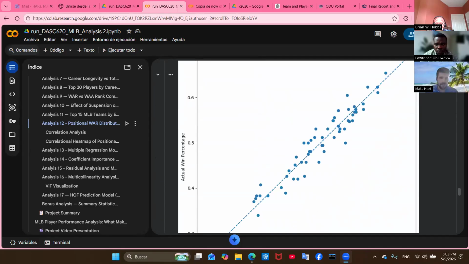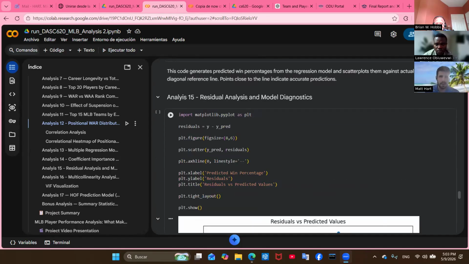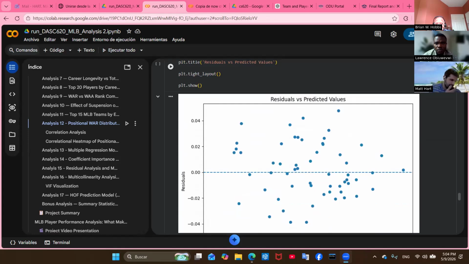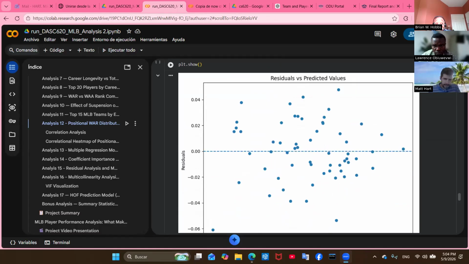Moving on, we have the residual plot and analysis and diagnostics. Here we see that the residuals were randomly scattered around zero, suggesting the linear regression model was appropriate, with no major curve patterns or clustering appearing, which indicates that no major systematic prediction bias existed. The residual spread stayed relatively consistent, suggesting limited evidence of heteroscedasticity.